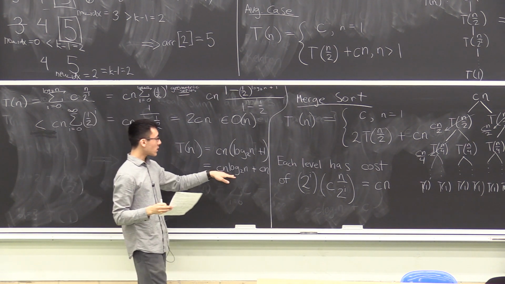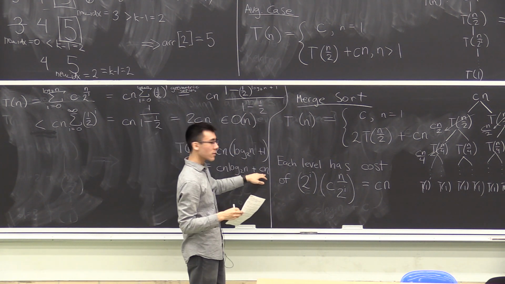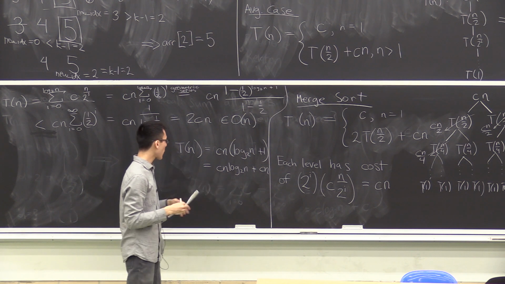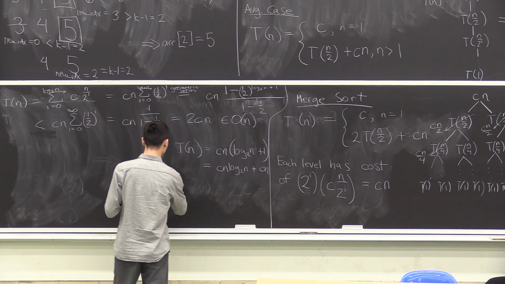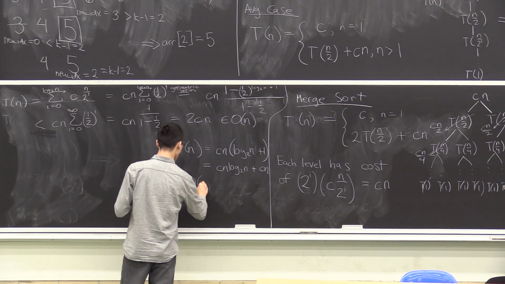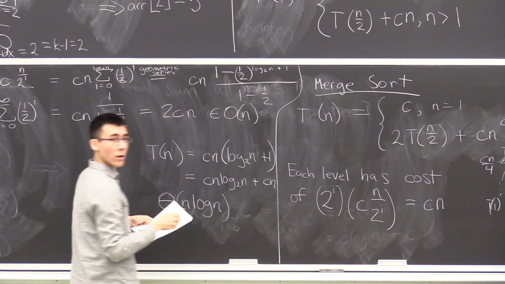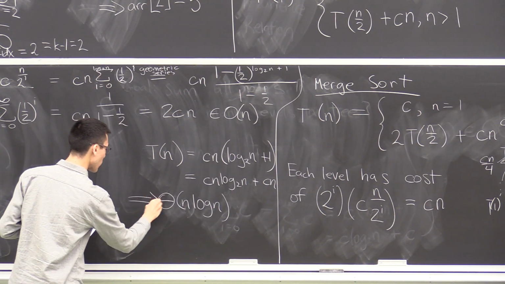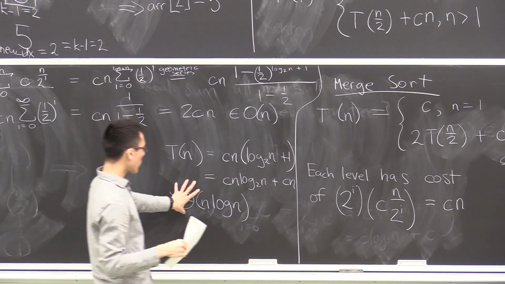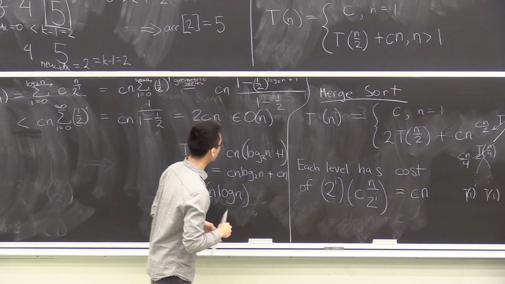Now, we know that Cn log n grows a lot faster than Cn. So this term is really what's going to dominate here. And hence, merge sort runs in theta of n log n. Okay? So theta of n log n is the running time for merge sort.